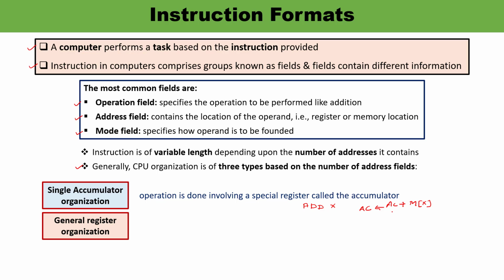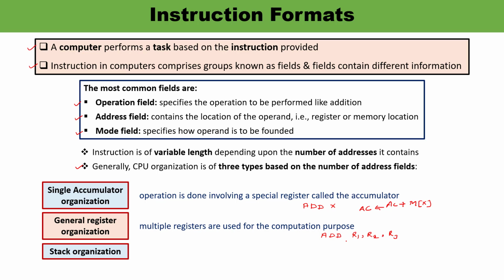Second is general register organization, which means multiple registers are used for the computation purpose. Suppose you are writing add R1, R2, R3. Here multiple registers are involved for the computation purpose. So this is the general register organization. Here you are adding the content of R2 and R3, and that will be available in R1.